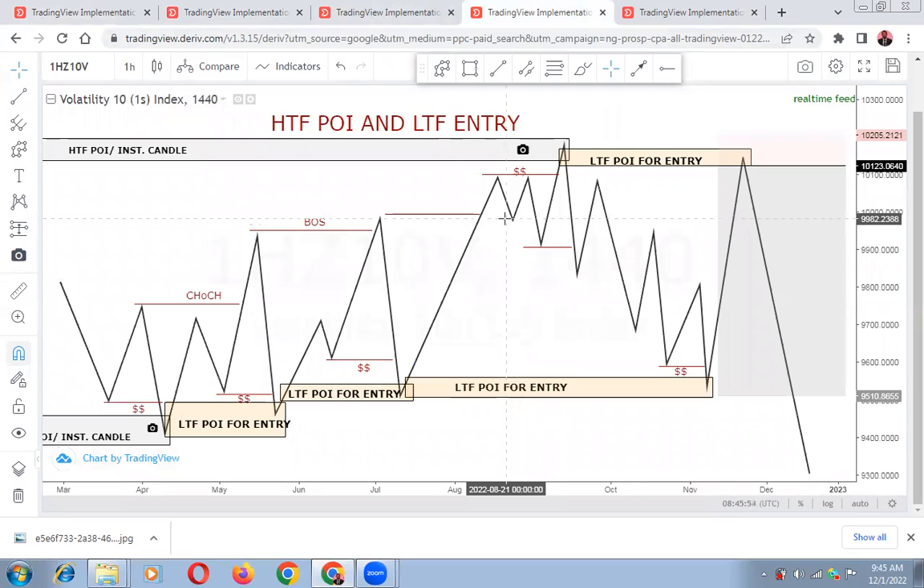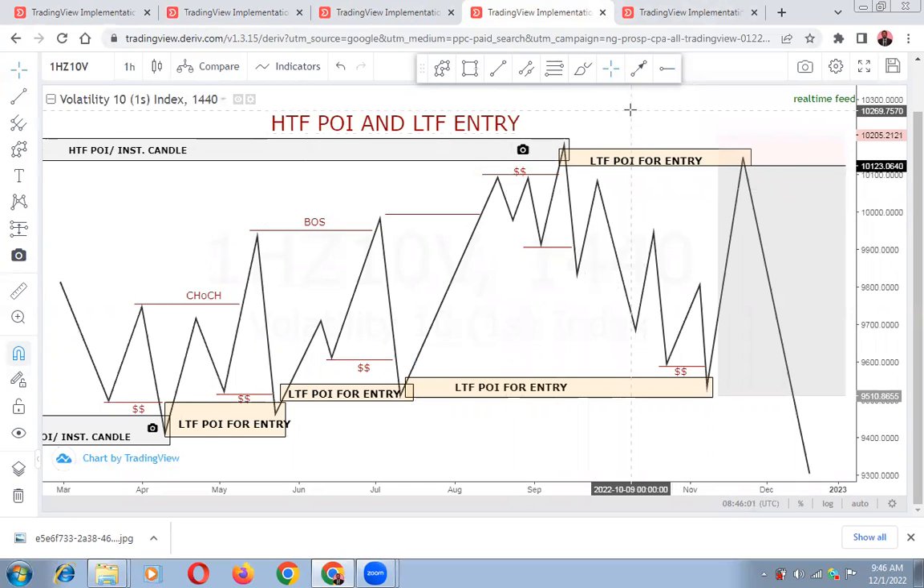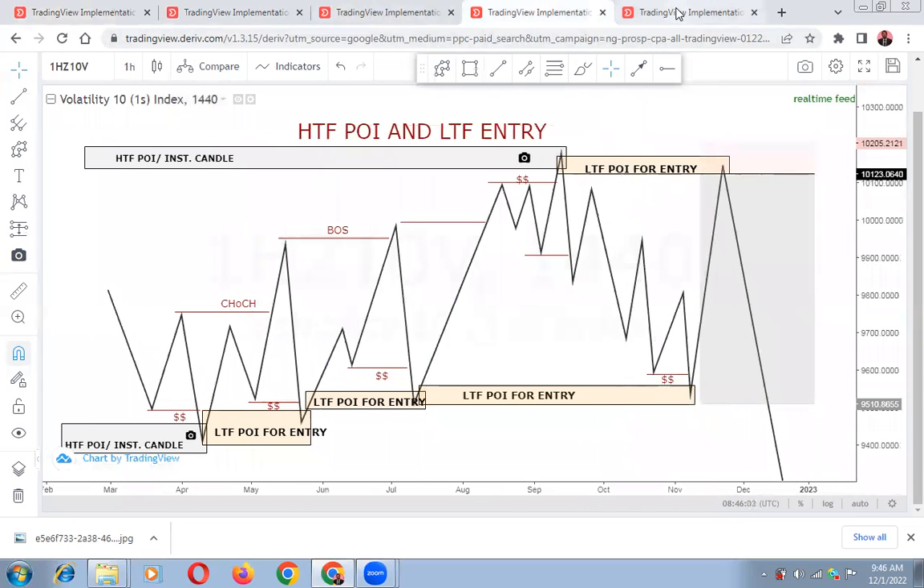You want to watch the video and get to know how to spot your higher time frame point of interest, and then how to make an entry on a lower time frame.